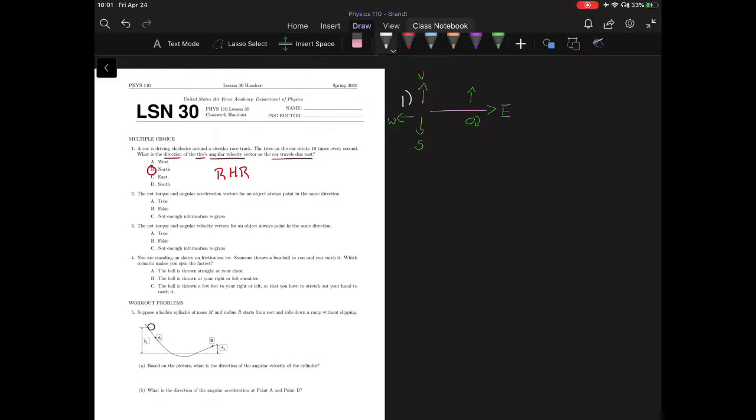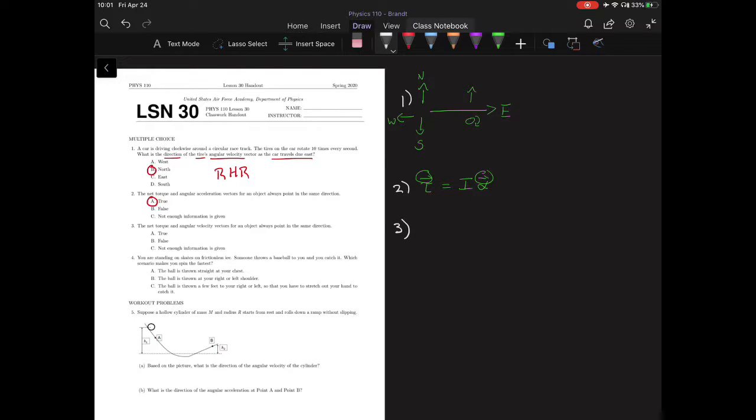All right, for problem 2, we have torque, angular acceleration vectors for an object always point in the same direction. True, false, or not enough information? Well, if we think about this, we have torque is equal to I alpha. That's our equation for torque. So torque is a vector, which means it has magnitude and direction. Well, our direction only comes from our angular acceleration there. It doesn't come from I, so torque and angular acceleration vectors always have to point in the same direction is true.